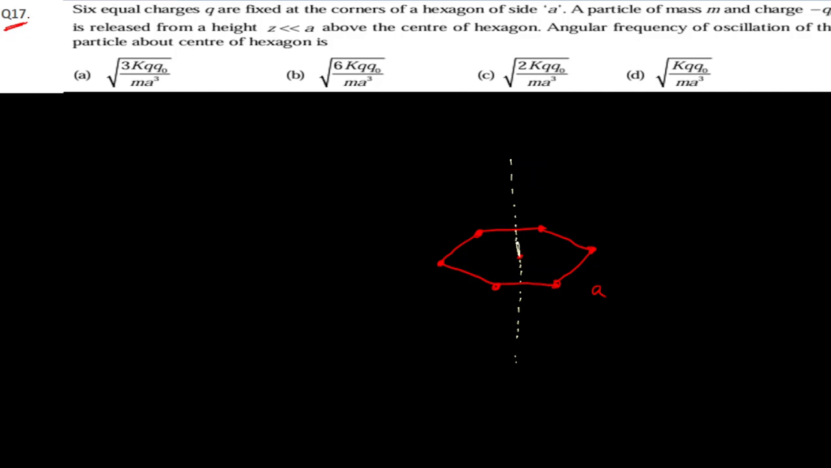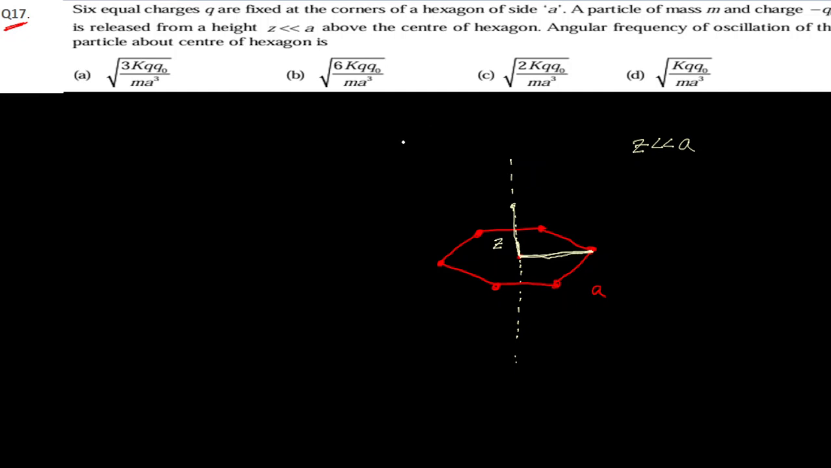At a distance z, let's say this distance is z, such that z is much less than a, where a is the side of this regular hexagon. That will also be equal to the distance of the vertices from its center. So in this case, z is much less than a. Then what has been asked is the angular frequency of the oscillations of the particle about the center.